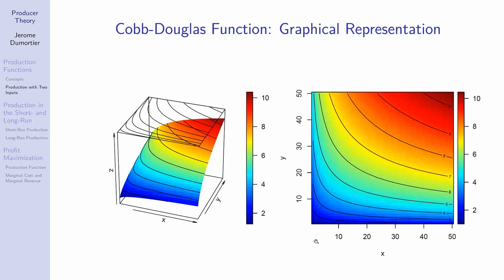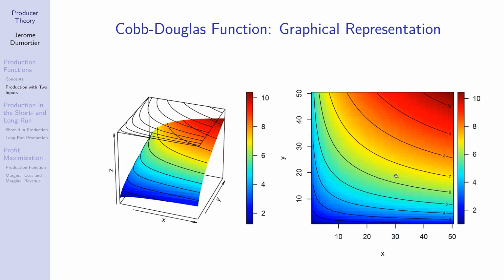Now here on this slide, you see a graphical representation of the Cobb-Douglas function. On the left-hand side, you see the three-dimensional representation, where you have the inputs x and y, and you also have the output, the z, on the vertical axis. Now you can see those contour lines here. Those contour lines represent all the combinations of x and y that give you the same amount of output.